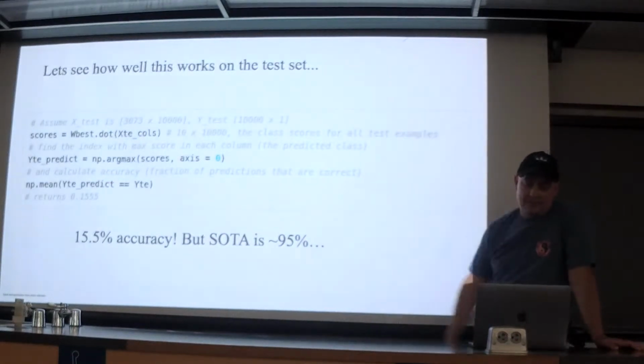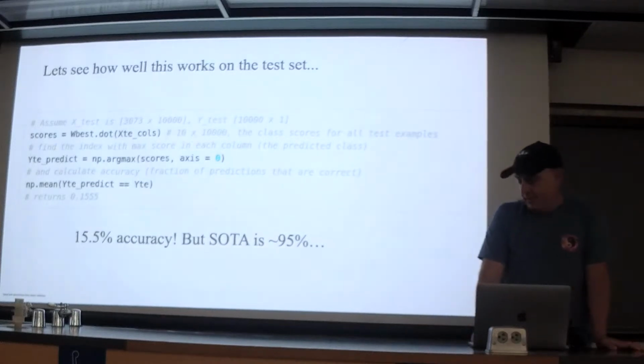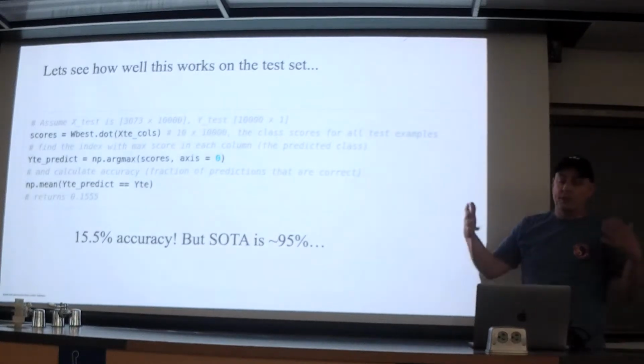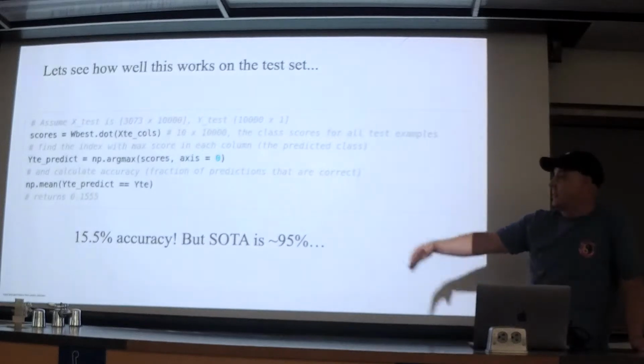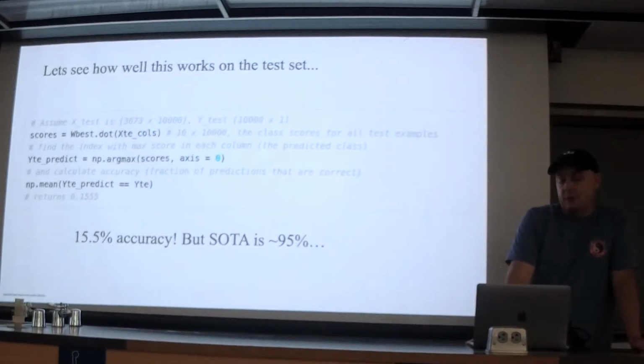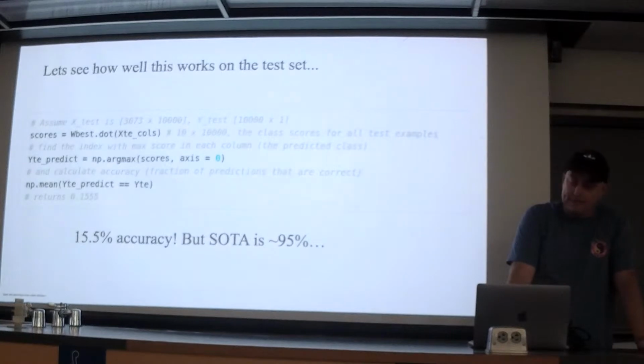So if you were to do this on CIFAR-10 with a linear classifier, and go through 1,000 iterations or whatever, then you might find parameters that give you something like 15.5% accuracy on the classification, as evaluated on our test set for CIFAR-10.